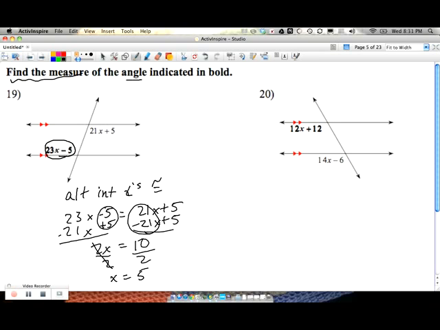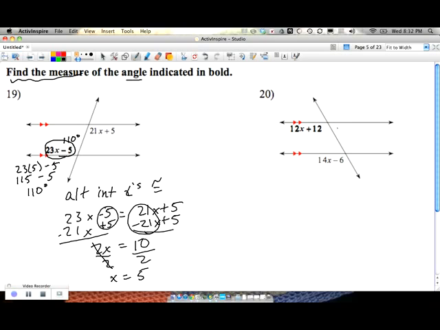So I got to plug this back in. Now it tells me to find this one down here. So I'm going to plug it in there, even though it doesn't really matter because they're equal. So I'd have 23 times 5 and then minus 5. That's really the same thing as 22 times 5 because I got 23 of them here and 1 here. But let's go ahead and figure it out. 23 times 5 is, let's see, that would be 115. And we subtract 5. That's going to be 110 degrees. So this angle is 110 degrees.